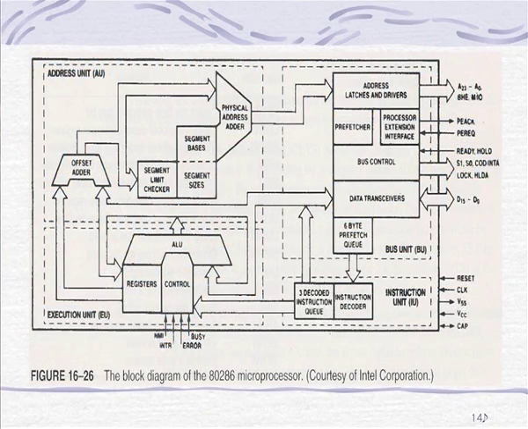Then this 80286 has its own address latches and drivers. Then it uses its own bus controller. Then it has data transceivers, that is data transmission and reception is controlled by this block. Then it has a 6-byte prefetch queue, as we have seen the queue in the 8086 processor also.